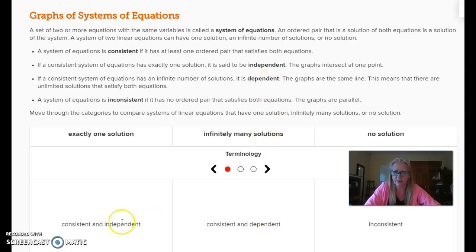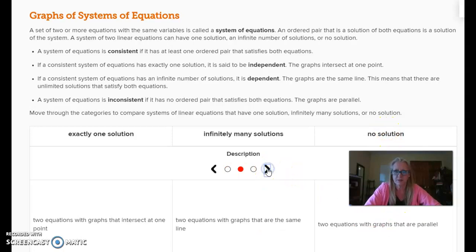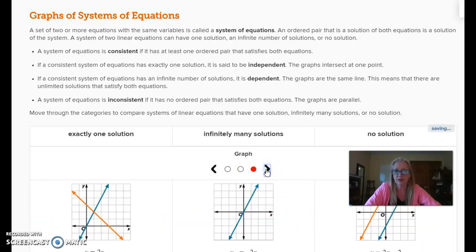So they've got this little thing down here. Exactly one solution is consistent and independent. Infinitely many solutions is consistent and dependent. And no solution is inconsistent. Then if you flip this little thing, it gives you the descriptions. And then if we flip it again, it gives us graphs. And I like the graphs.